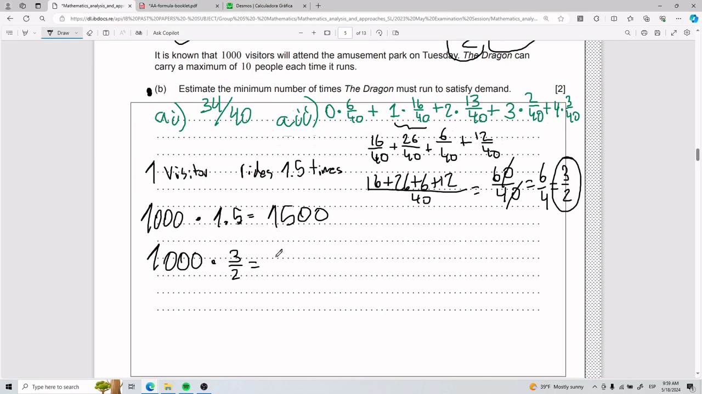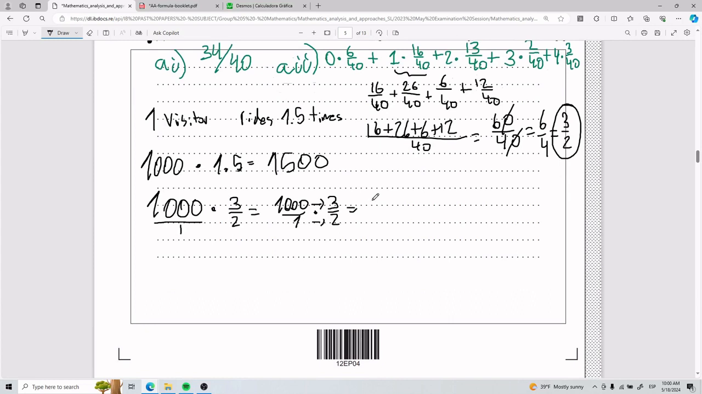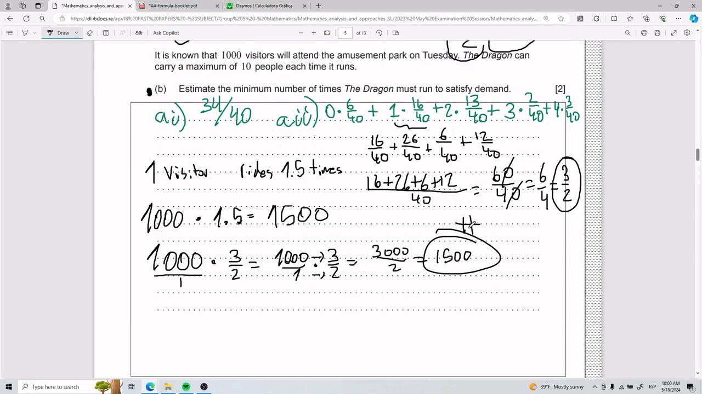This is just going to be 1,000 over 1 times 3 over 2, because for fractions that multiply, you multiply straight across. So I put a 1 over here just to make it more visually appealing. You end up with 3,000 divided by 2. This gives you the same 1,500. So this 1,500, let's be very clear, is the number of times the dragon is ridden, I actually don't know the right word here, is rode, is used. So that is the number of times the dragon is used.